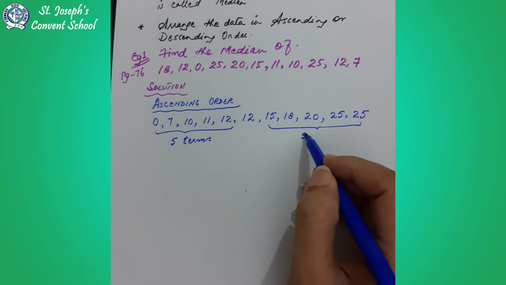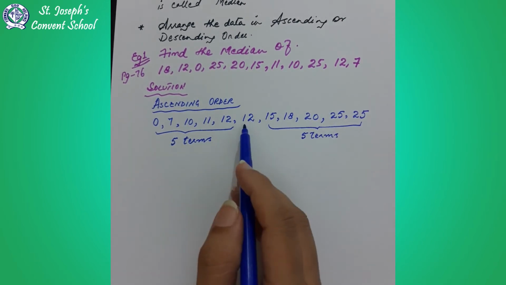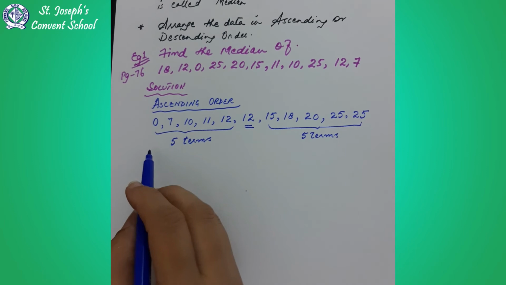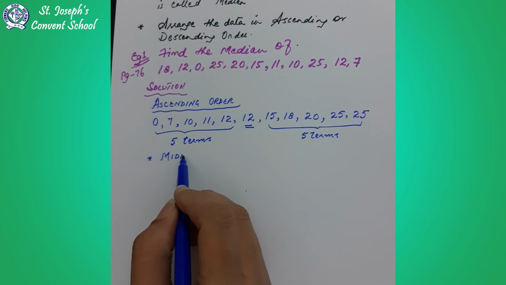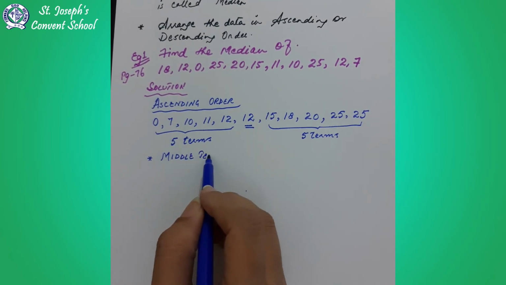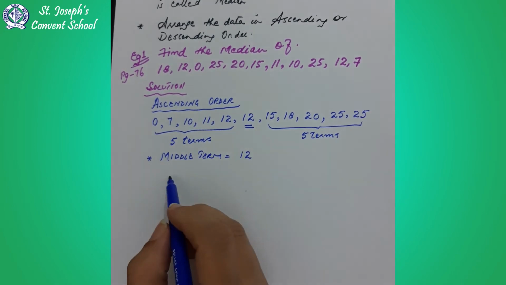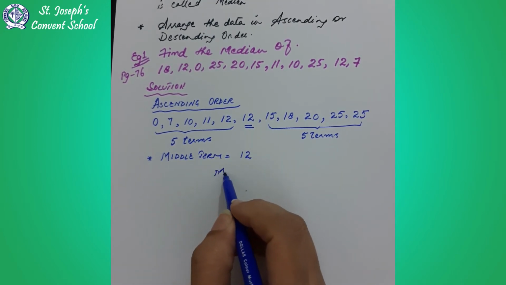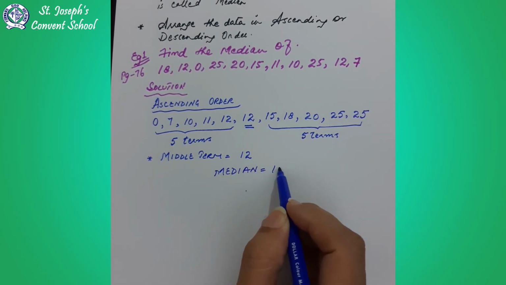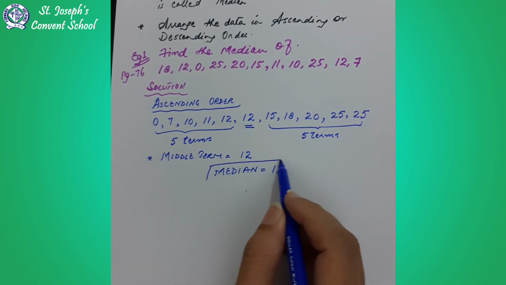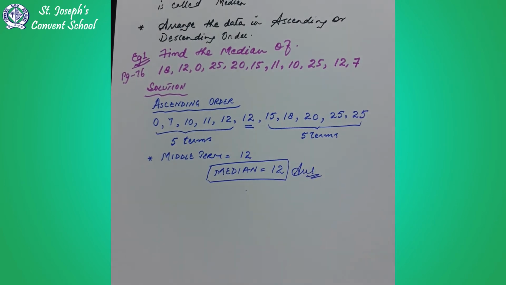This side also 5 terms. So the middle term here is 12. So we will write the middle term. Middle term is 12. So middle value is 12. It means that median is 12. So your answer, median, there is a single value in the center, so median is 12. This is the answer. Simple it is, it's not difficult. So this is the middle value.